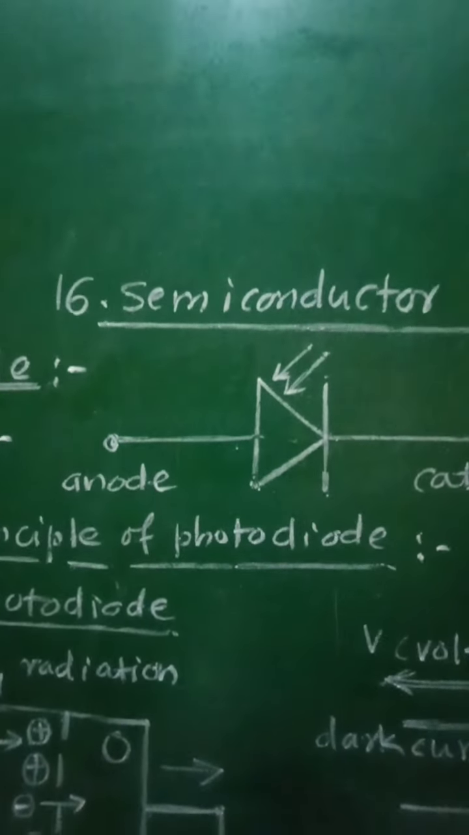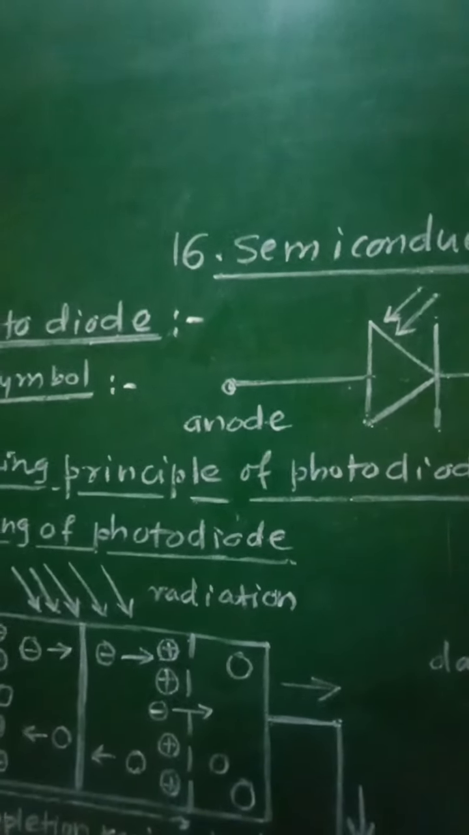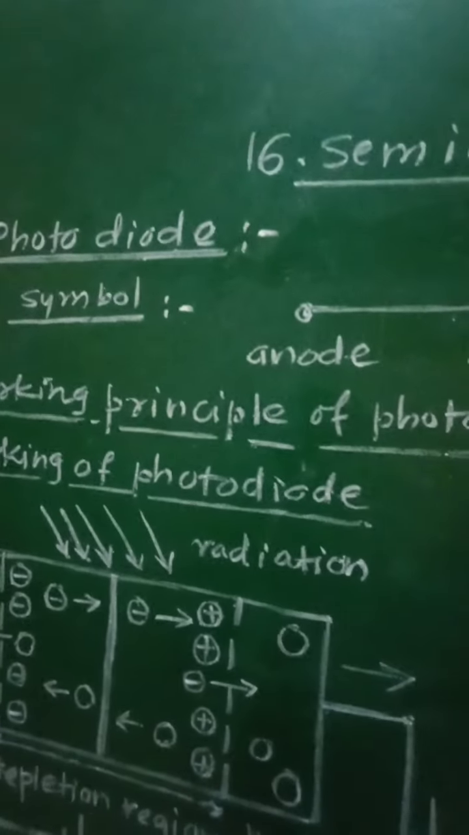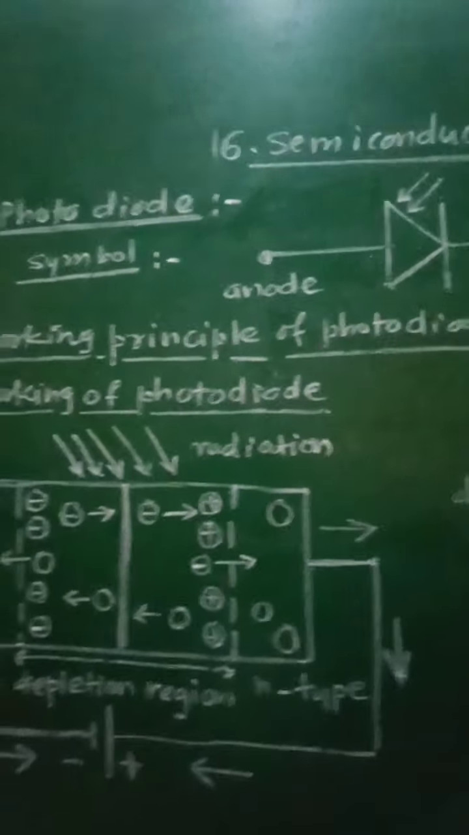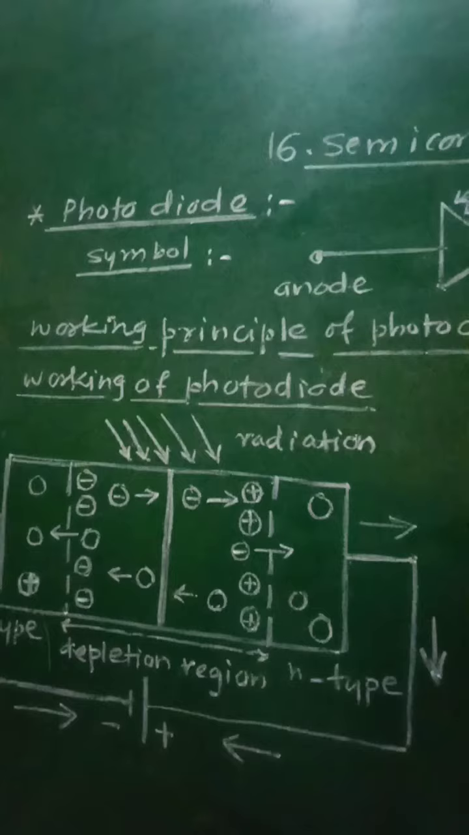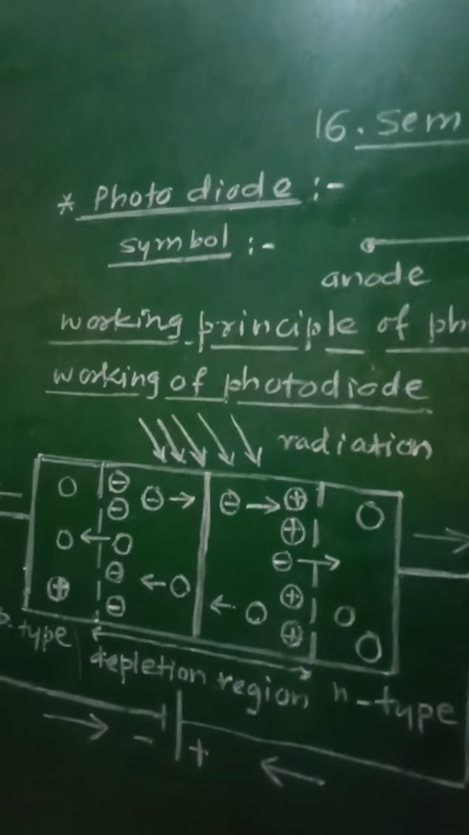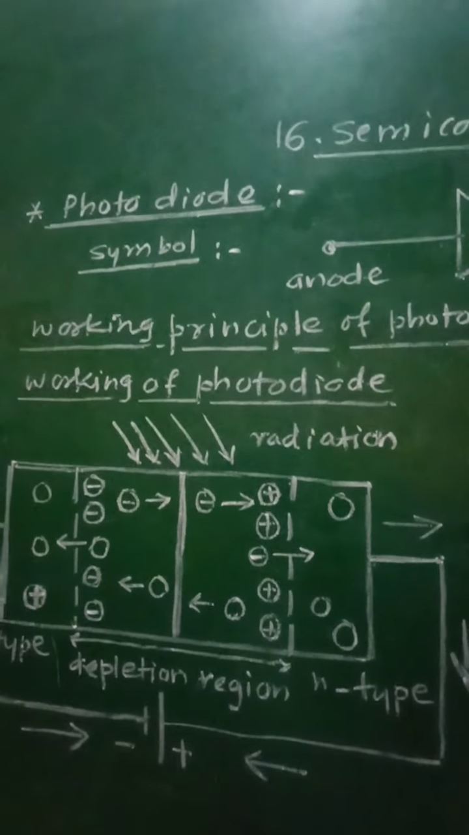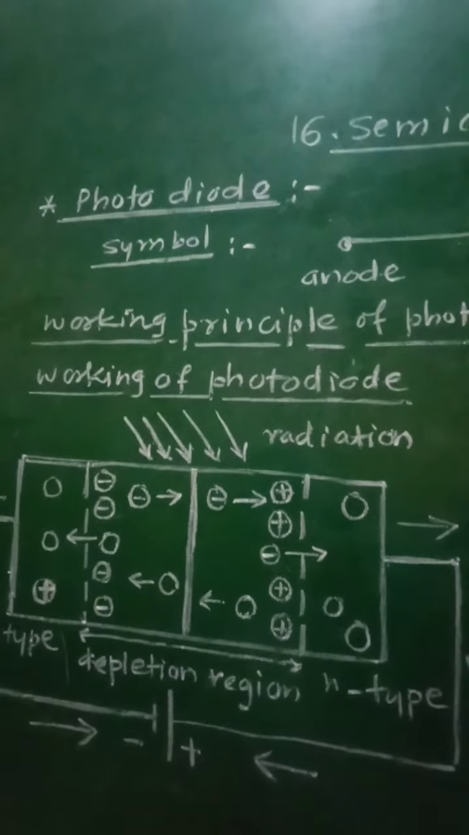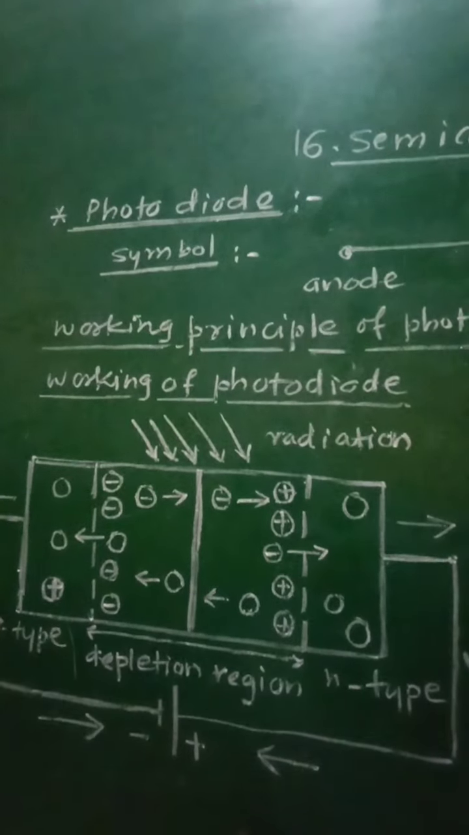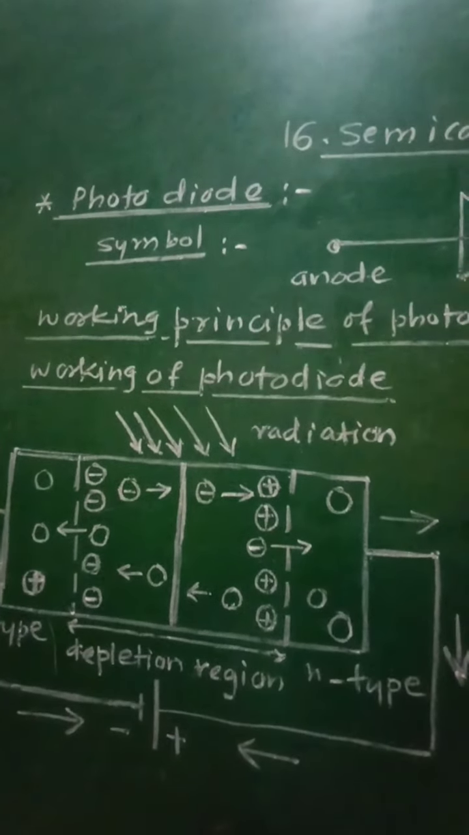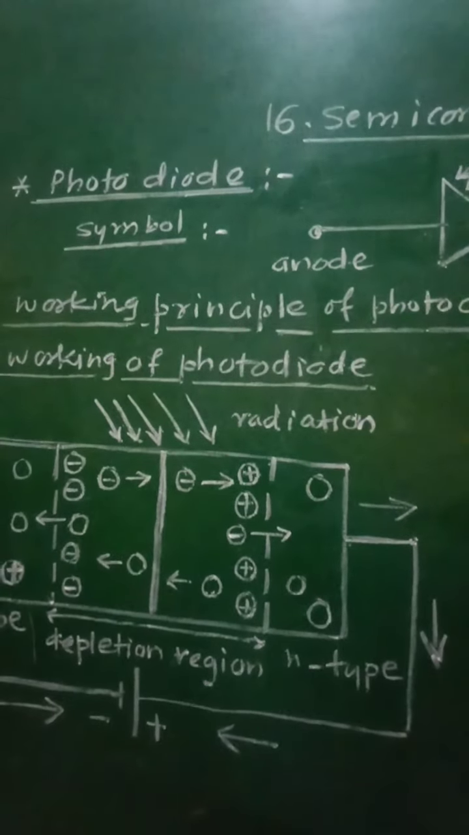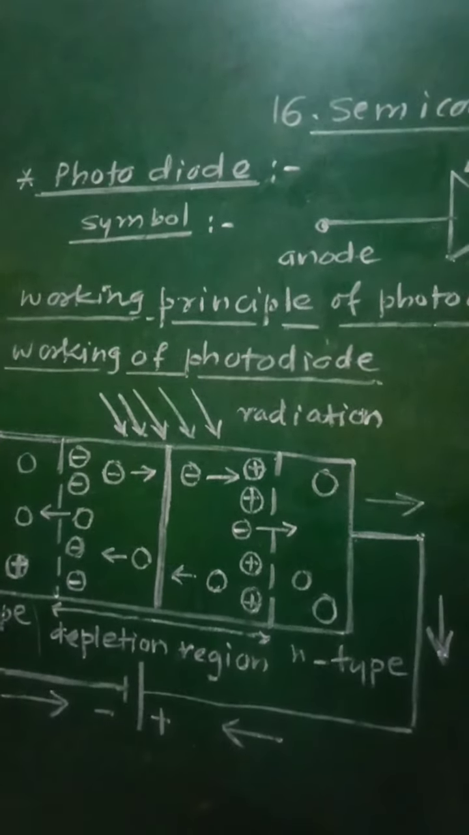Now let us see the working principle of this photodiode. If we consider the working principle of the photodiode, then it will be explained as: when a p-n junction diode is reverse biased, a reverse saturation current, that is maximum current, flows through the junction.